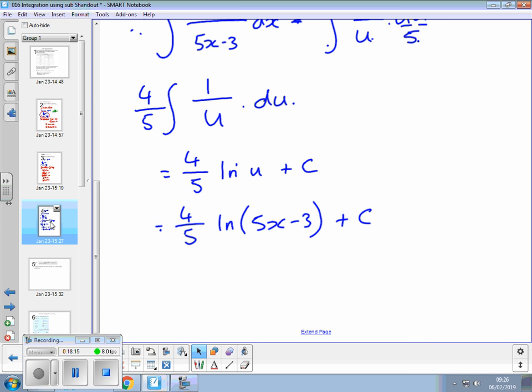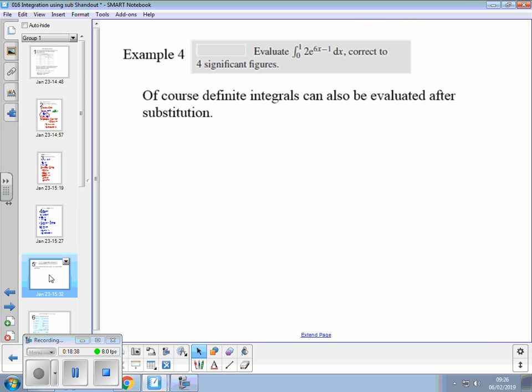We need all of that laid out like that for full marks in the exam question. Happy with that? So, of course, we can also evaluate definite integrals that are a function of a function, effectively.